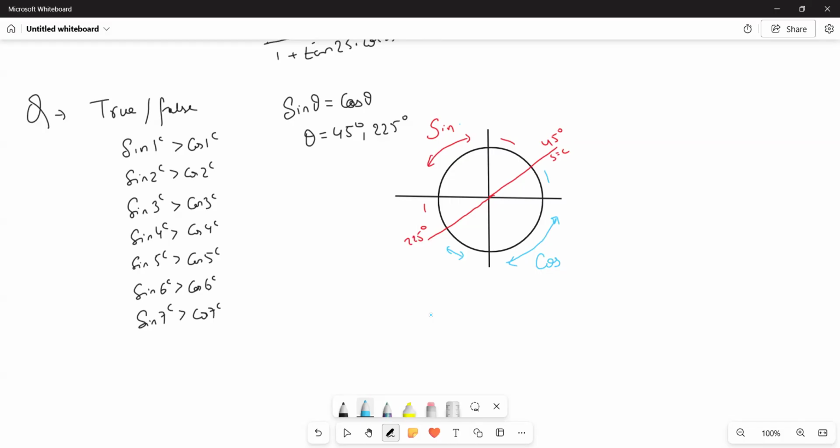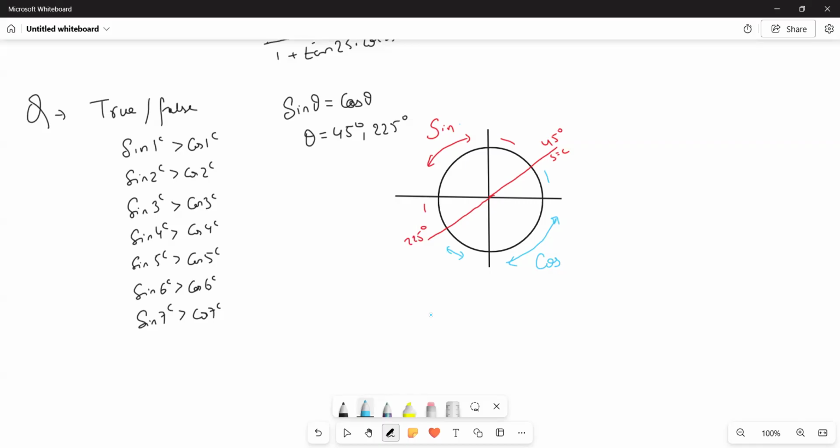Sine is equal to cos at 45 and 225. So we draw that line. The line is a diameter. We'll divide the circle into two halves. The upper half belongs to sine. The lower half belongs to cos. Is everyone okay with this?